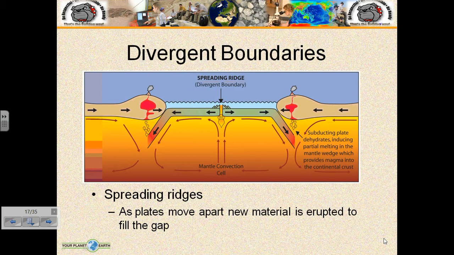Divergent boundaries refer to boundaries that tend to spread apart. Classic examples of these occur where you have spreading ridges. As the plates move apart, new material is erupted to fill in the gap. And there are classic examples of divergent boundaries that can be shown whenever you see something called a spreading ridge.